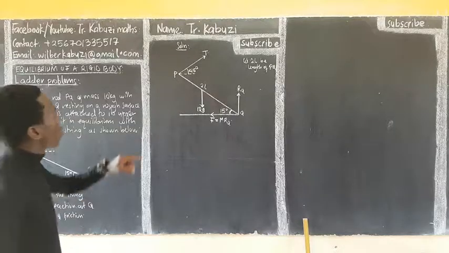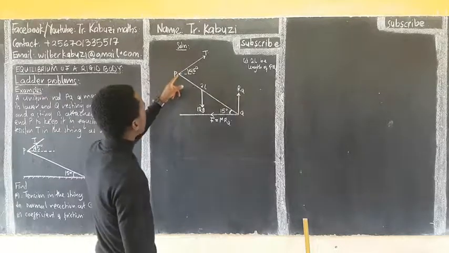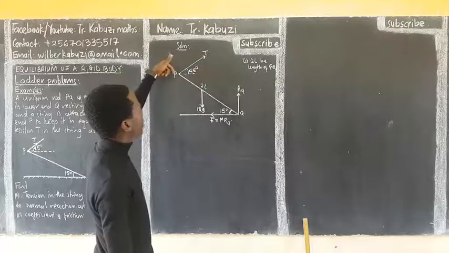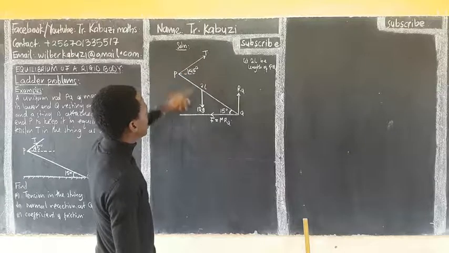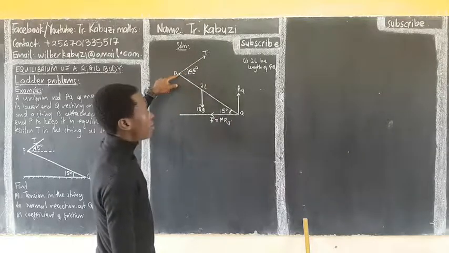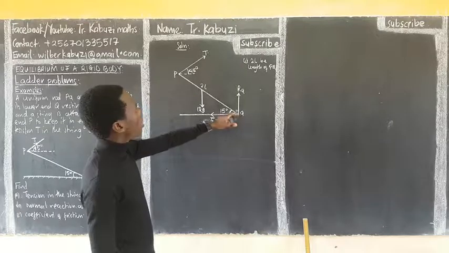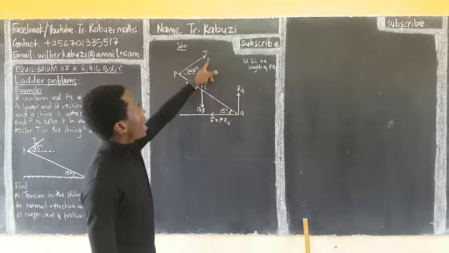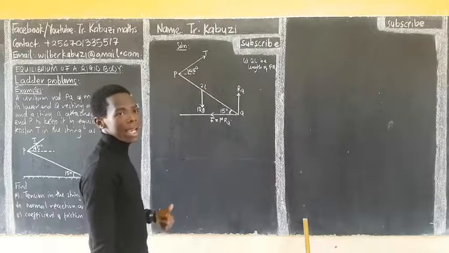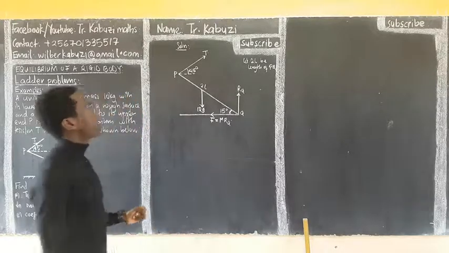Now, there are two methods. One, you resolve T into its two components, get the distance from here up to here and from here up to here, then take moments at Q. Or you get the perpendicular distance from here up to here, which is the easiest method. So let me take you through the easiest, and you try the other in your free time.